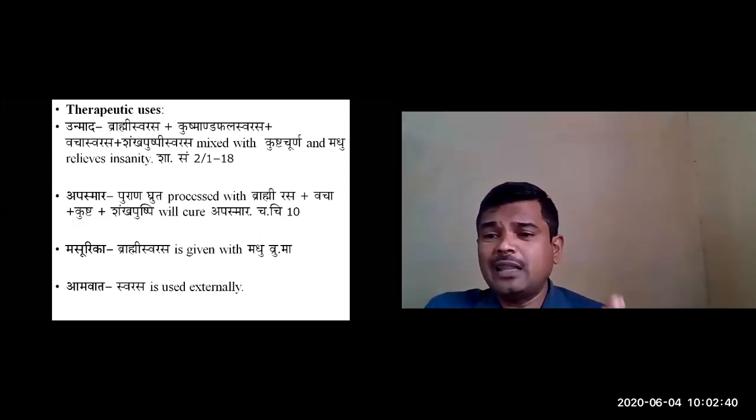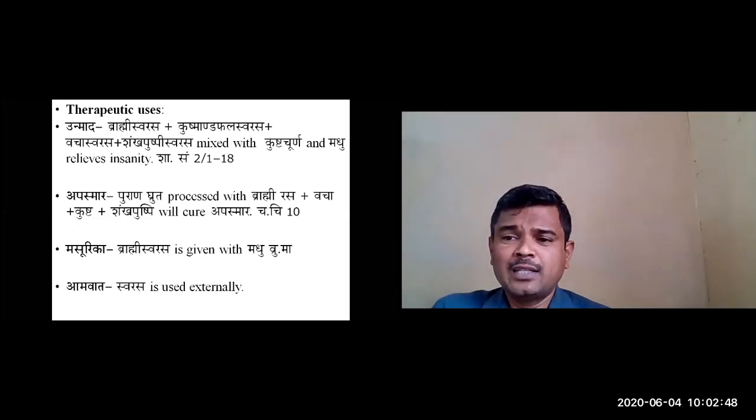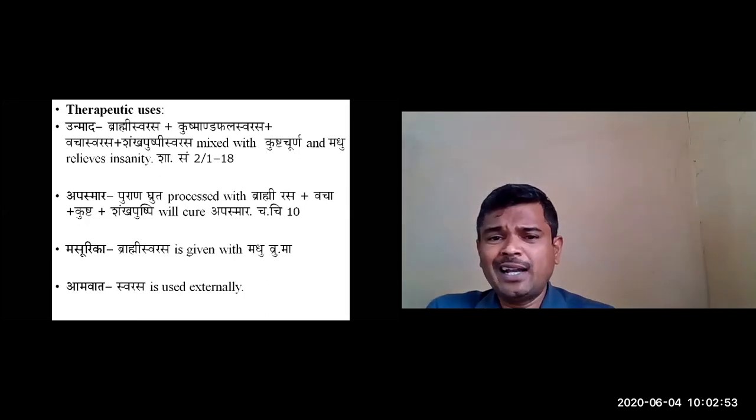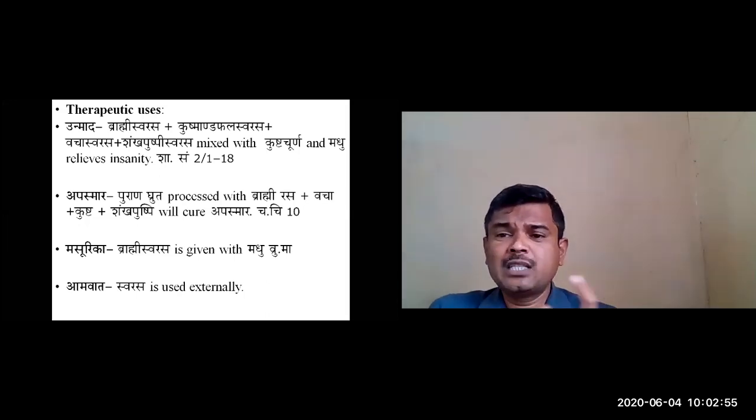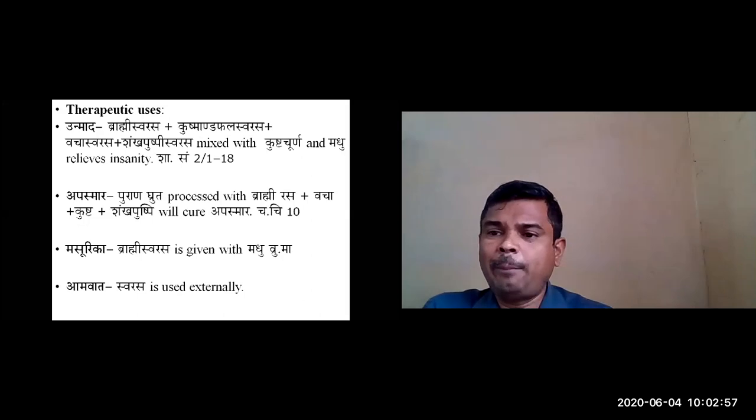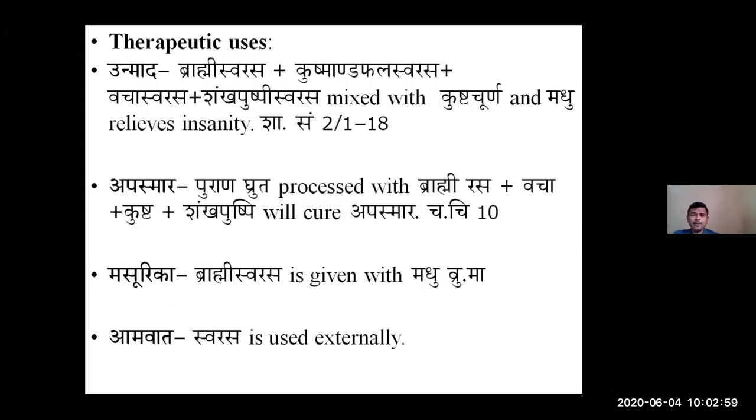All are Medhyadravyas. See, Brahmi, Kushmanda, Vacha, Shankapushpi. All these 4 drugs are Medhyadravyas, like brain tonics. So you can collect Swarasa from these drugs, mixed with the Kushta Churna, Saussurea lappa, which belongs to the Asteraceae family. Mixed with the Kushta Churna and administered internally, it will overcome the conditions called Unmada. So in Sharangadhara Samhita, we get this reference in case of Unmada.